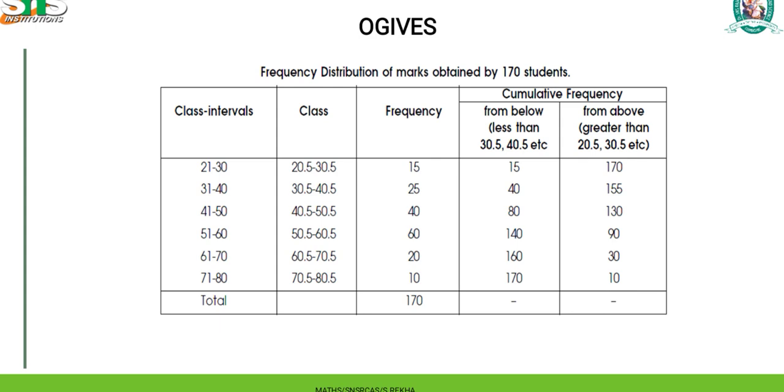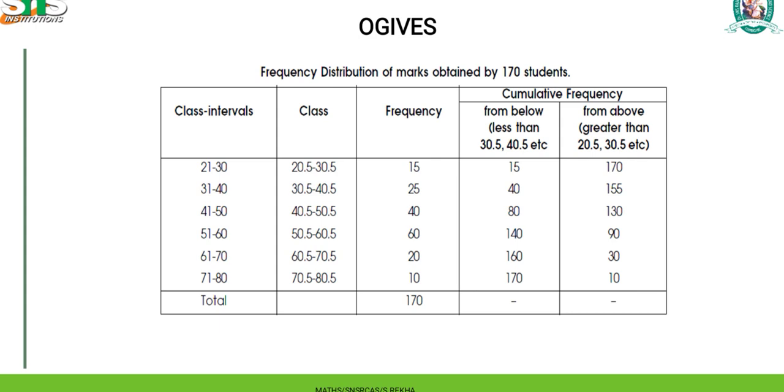For the greater than cumulative frequency, you have to subtract the frequencies. You start from 170 and subtract 15 from it, since the frequencies are given as 15, 25, 40, 60, 20, 10. So 170 minus 15 gives 155. 155 minus 25 gives 130. 130 minus 40 gives 90, minus 60 gives 30, and 30 minus 20 gives 10. Like that you can get the data for the less than type and the greater than type.